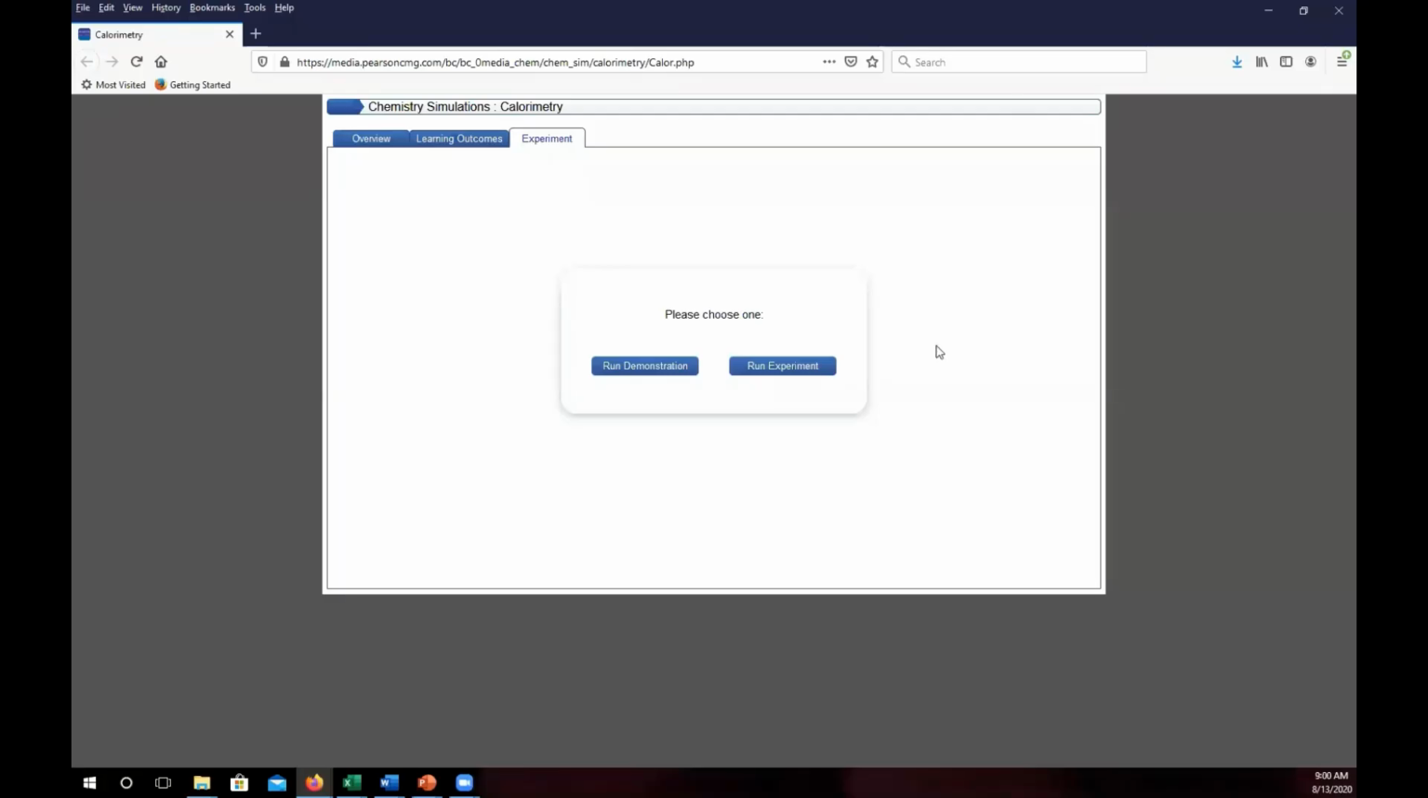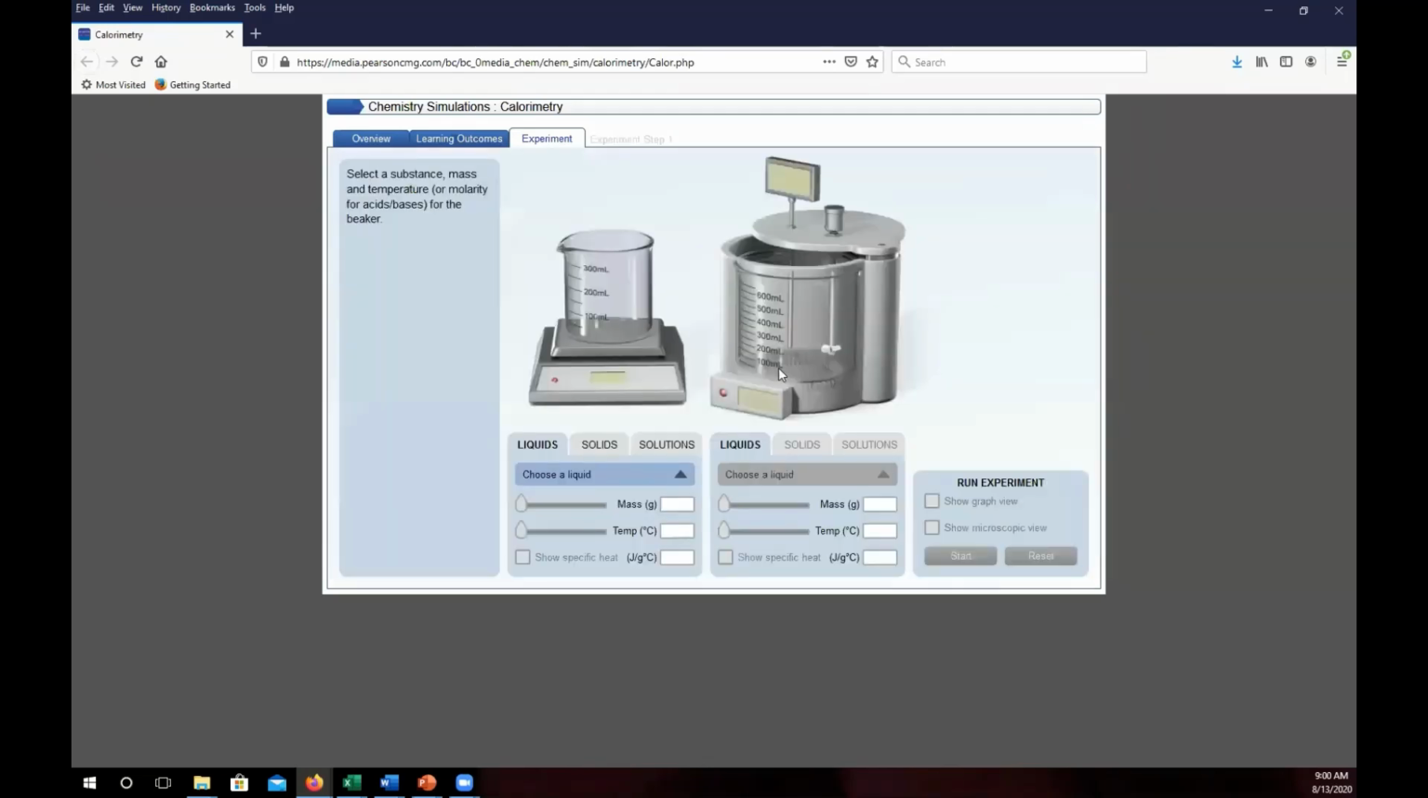For the remainder of the experiment, you're going to use the Run Simulation option in the simulation. This lets you choose the different components, mass, and temperature that you will use in both the beaker and in the calorimeter, allowing you to mix and match things.